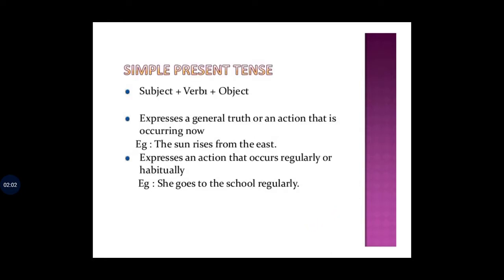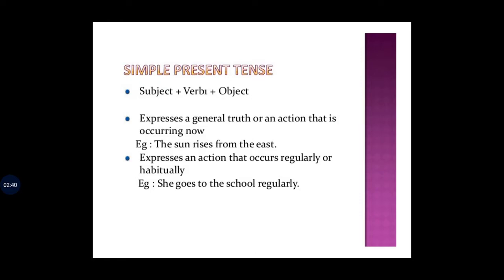Let's go to the simple present tense. Then the formation of the sentence is given, then the expression is given. So the example is given. Kindly make use of this. Subject, verb plus object. Express a general truth. The reason to apply simple present tense is to express a general truth and an action that is occurring now. Take for example, the sun rises in the east. It also expresses an action that occurs regularly or habitually. She goes to the school regularly.